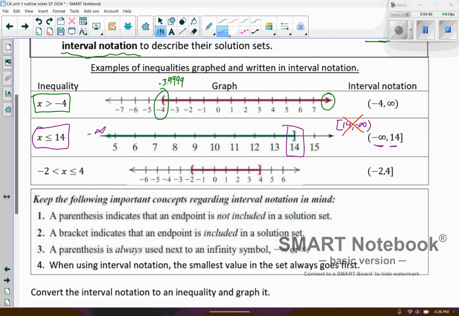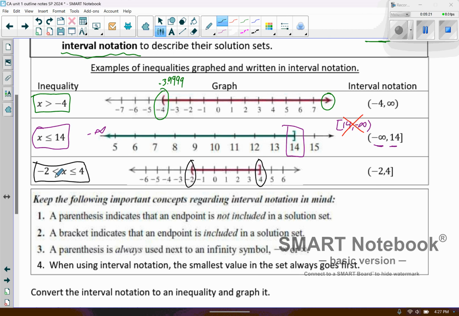And then our last example right here is going to be, we're going to have two conditions placed on our solution set, our values right here. So part of it saying, you know what, x needs to be greater than -2. If you're reading this from right to left, x needs to be greater than -2, but less than or equal to +4. So a lot of times, I call this the squeeze. You're getting squeezed between two values. You're getting squeezed between -2 and you're getting squeezed between 4.